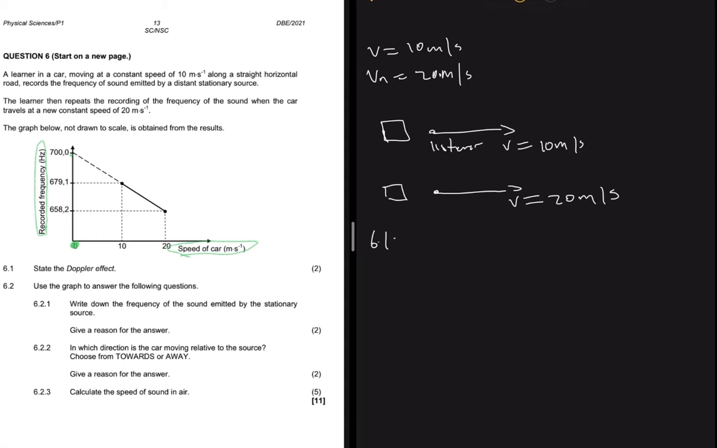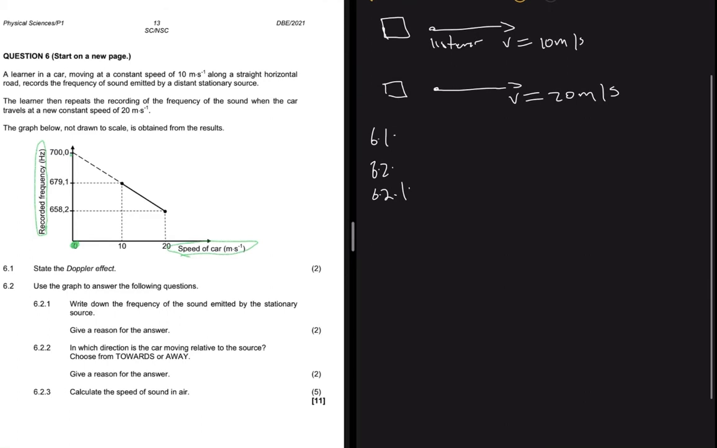The first question says, state the Doppler effect. This is the apparent change in observed frequency as a result of the relative motion between a sound source and an observer. 6.2 says, use the graph to answer the following question. 6.2.1: Write down the frequency of the sound emitted by the stationary source.